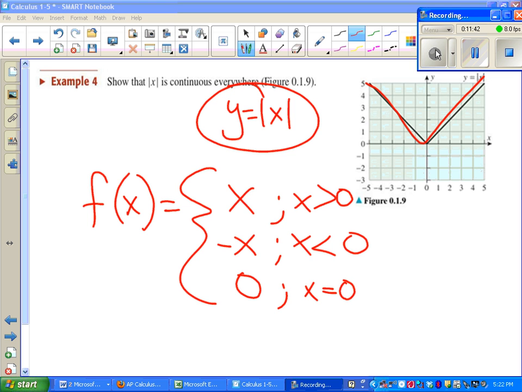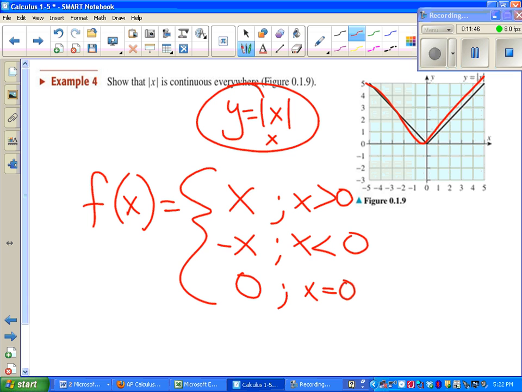Hopefully you're okay with coming up with something like this. For x, our critical number was x equals 0, so I had to split into 2 pieces: one for x is bigger than 0, one for x is less than 0. Plus I have to take care of the case where x is exactly equal to 0.